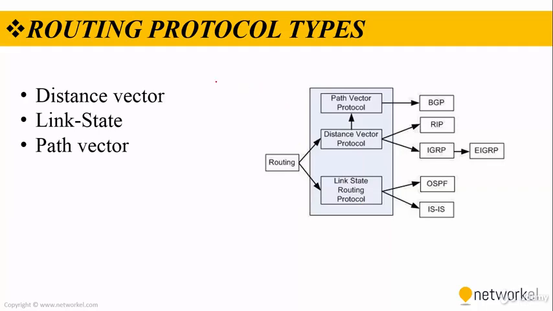And here are the routing protocol types. We have three types of routing protocols, and they are distance vector, link state, and path vector. Distance vector protocols route according to hop count. Every router knows only as much as its neighbor tells it. There's no network map on the routers, and we can give RIP and EIGRP as examples for distance vector protocols.